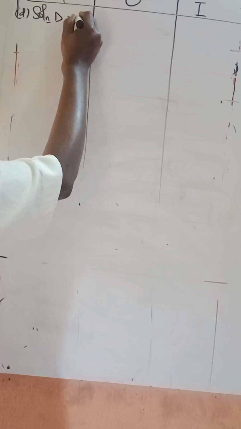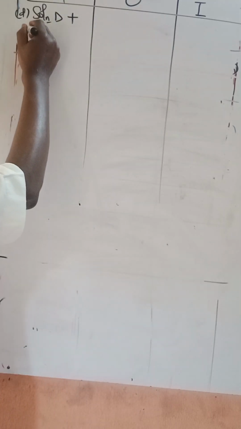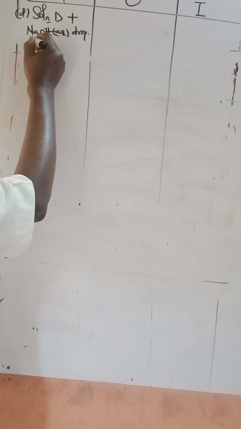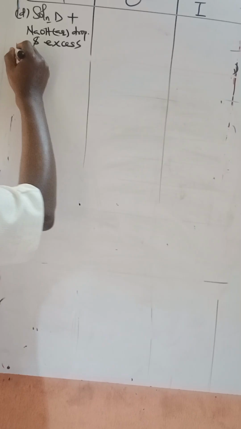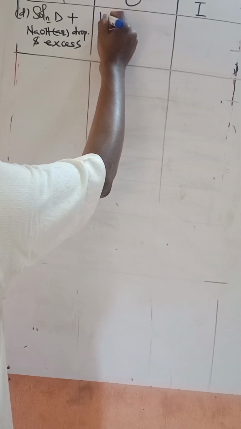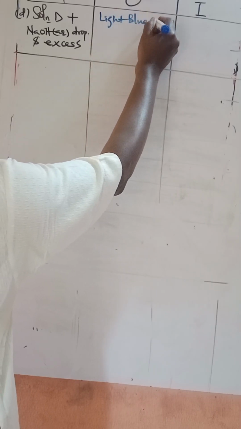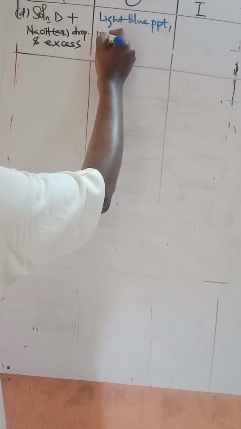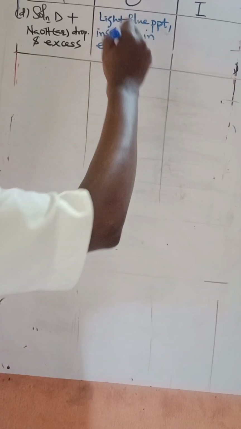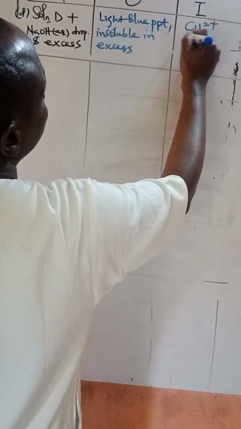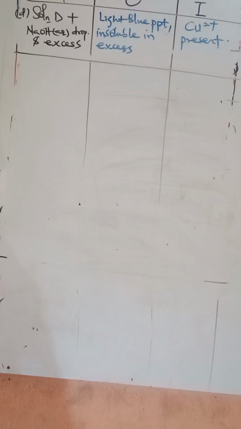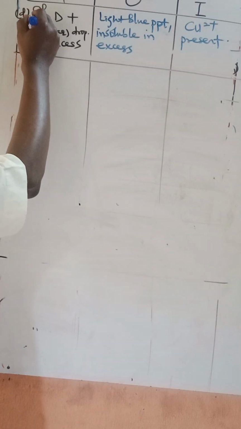Solution D plus sodium hydroxide dropwise and until it is in excess. If you have a blue precipitate or light blue precipitate insoluble in excess, the precipitate still remains, that is copper-2 ion present. That's the chemical test for copper-2 ion. That is Roman figure 1.